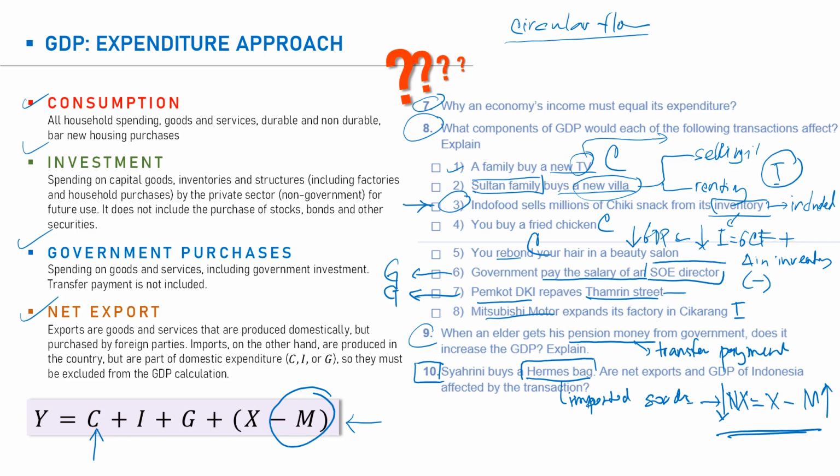Yeah, the purchase will be recorded in consumption. But at the same time, since it is imported goods, it's also reported here. So both C and M increase by the same amount. Since the increases are the same amount, the purchase of the Hermes bag will increase C, will increase M, and they will cancel out each other. Resulting in no change in national output or GDP.